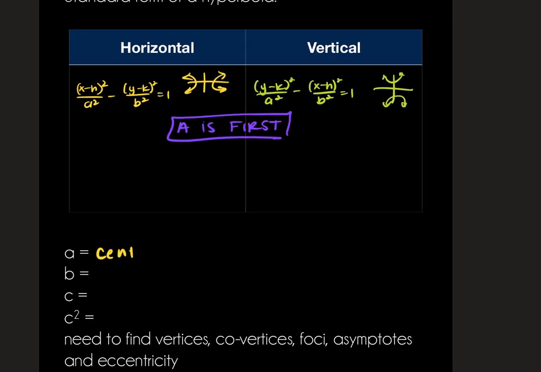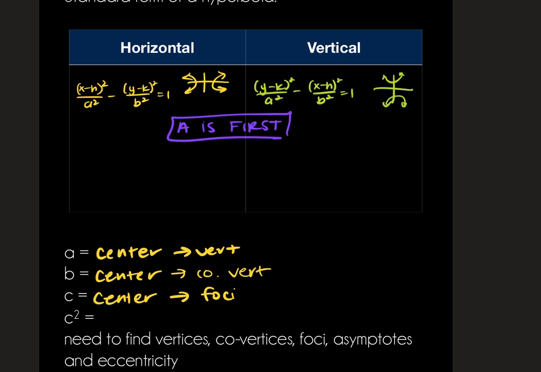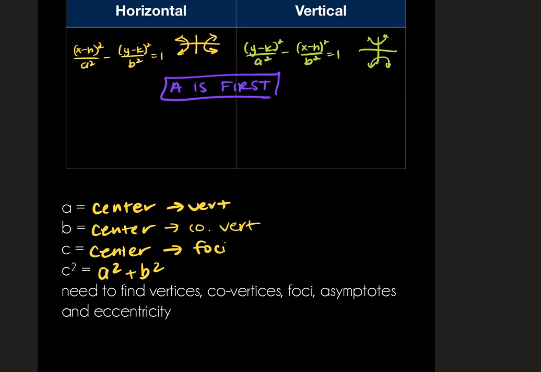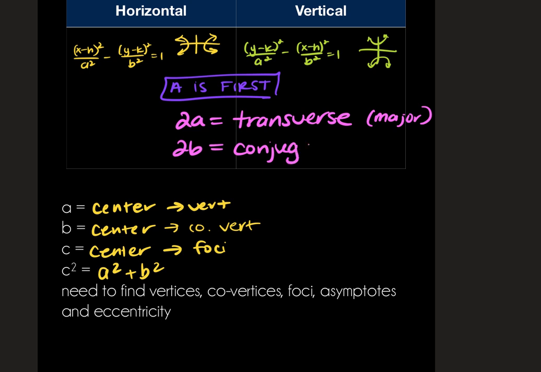a is still center to vertices. b, center to co-vertices. c, center to foci. This time, c squared equals a squared plus b squared. 2a is called your transverse axis. That's your major, or your horizontal or vertical one. And 2b is your conjugate axis, formerly known as your minor axis.